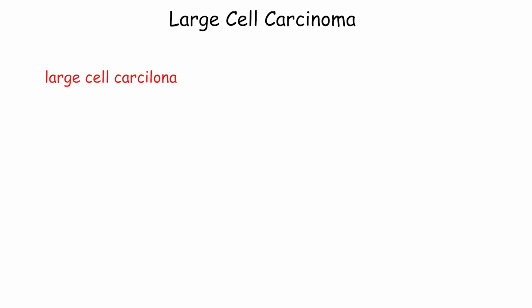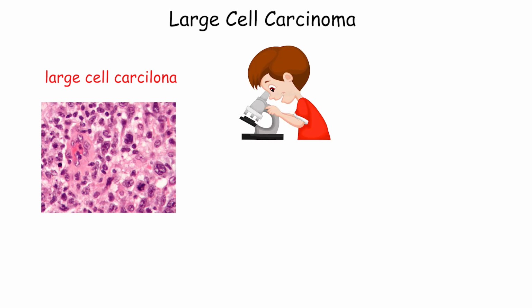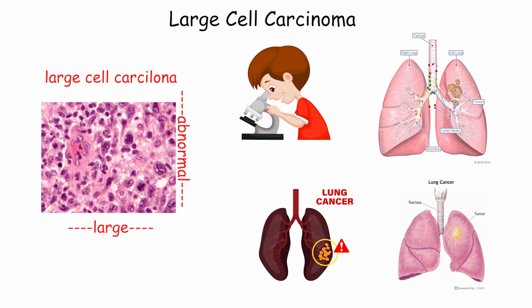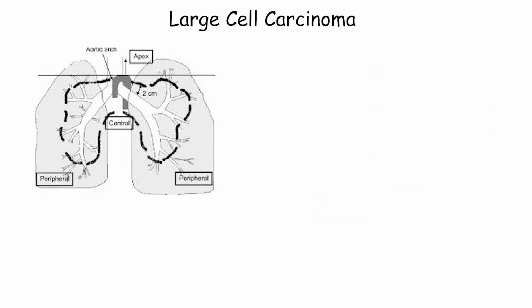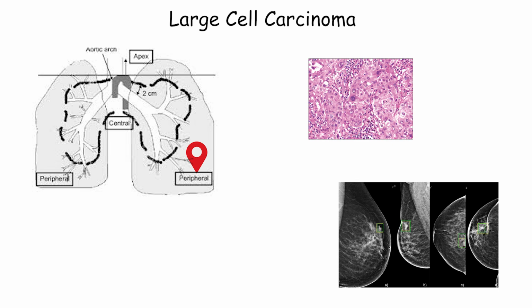The name large cell carcinoma comes from the appearance of the cancer cells under a microscope. They are large, abnormal, and lack the specific features seen in other lung cancer subtypes. LCC can develop in any part of the lung, but it is most often found in the outer regions, peripheral areas. Its location and rapid progression make it particularly challenging to detect early.